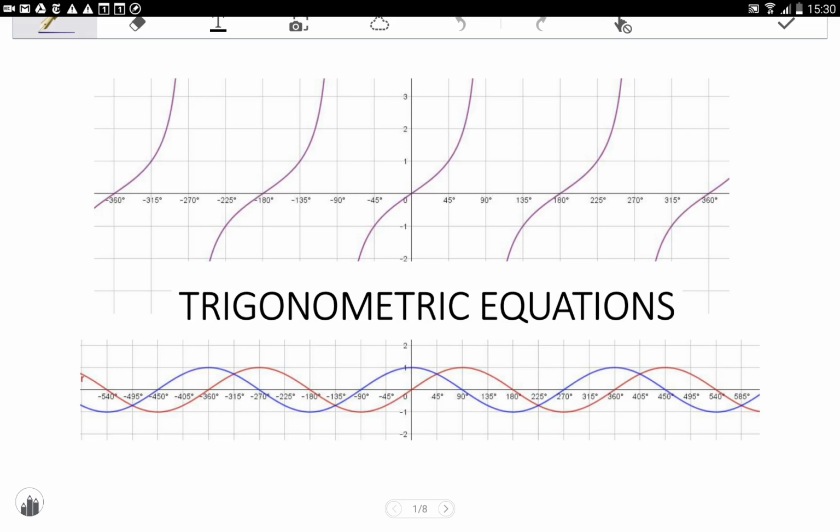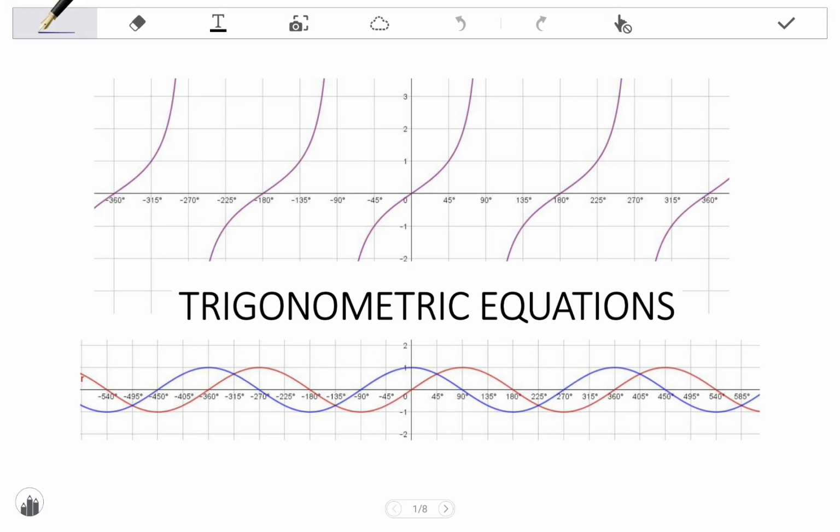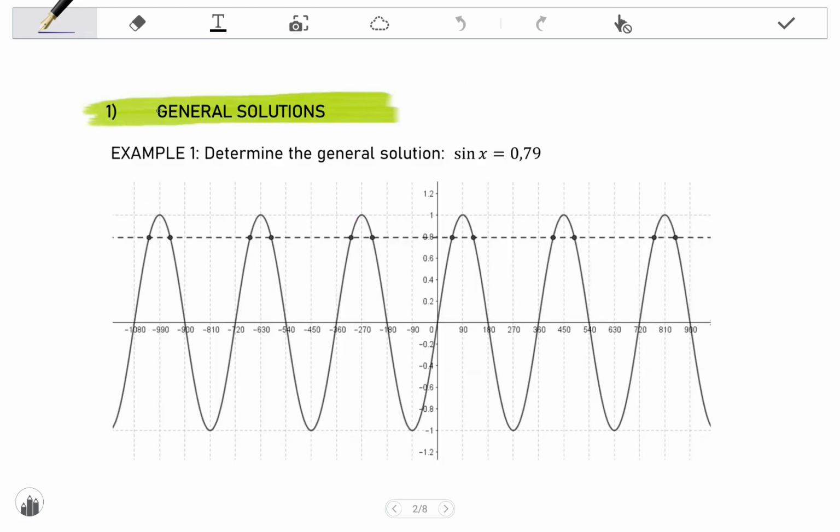In this video, we are going to revise how to find general solutions and specific solutions for trig equations. General solutions are necessary when the domain has not been restricted for an equation. And general solutions, you should remember, have a plus k times the period of the graph. And then we say that k is an element of integers. In this first example, it says determine the general solution sin x equals 0,79.